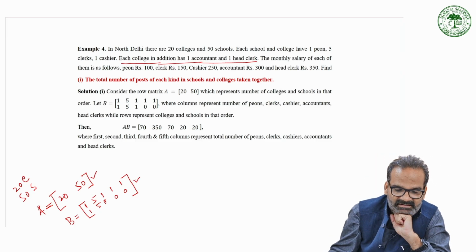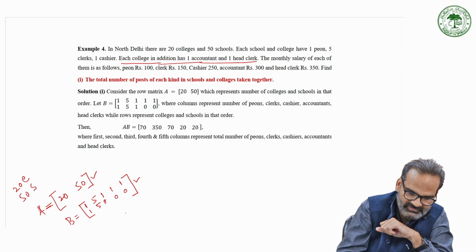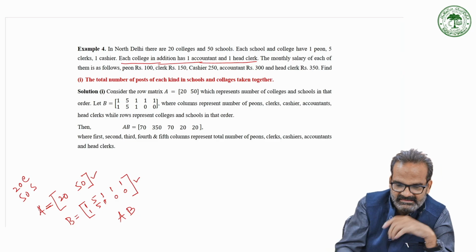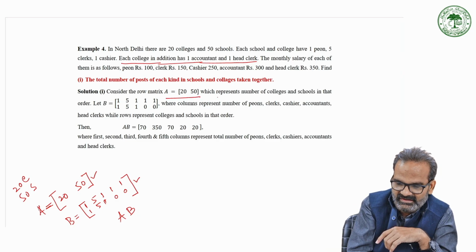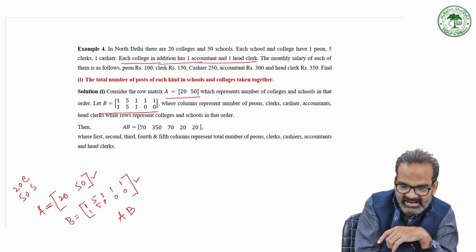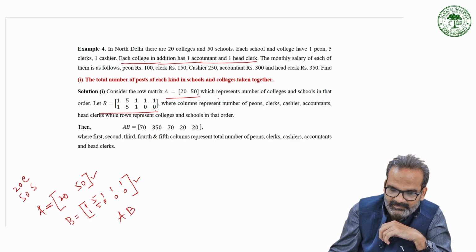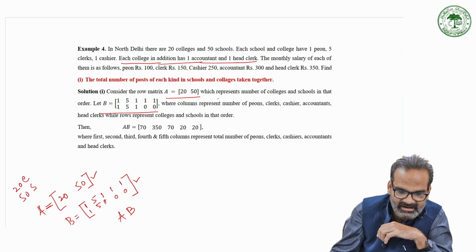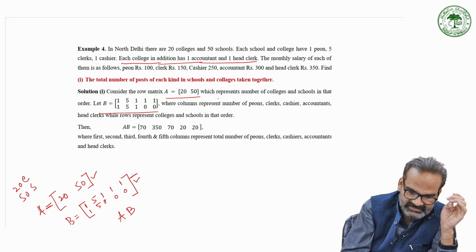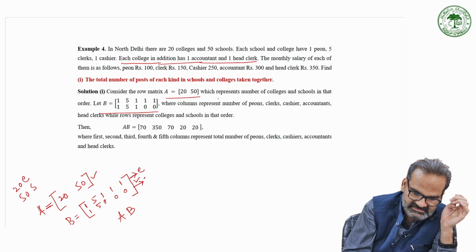What we want to calculate is the total number of posts of each kind in schools and colleges taken together, right? So if we multiply these two matrices A and B, what will you get? Consider the row matrix A equals 20, 50, which represents the number of colleges and schools in that order. We have taken B as this matrix, where the columns represent peon, clerk, cashier, accountant and head clerk, while the rows represent the colleges and the schools. The first row is colleges and the second row represents the schools, right?